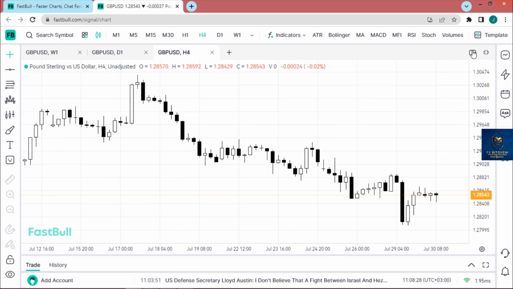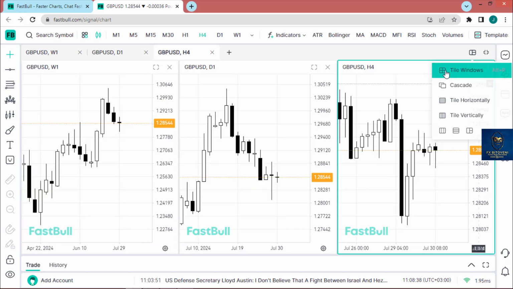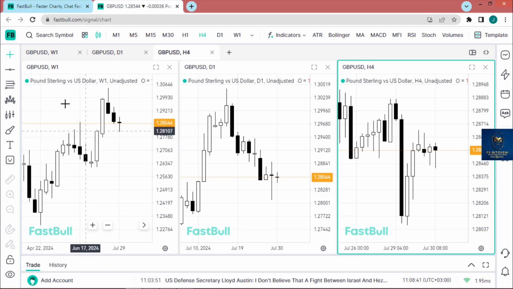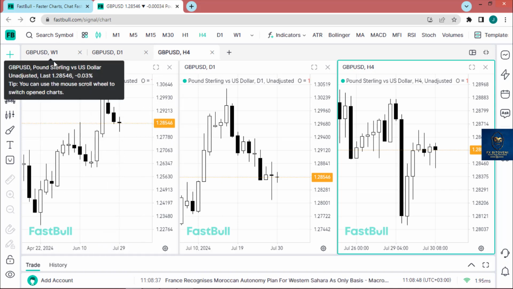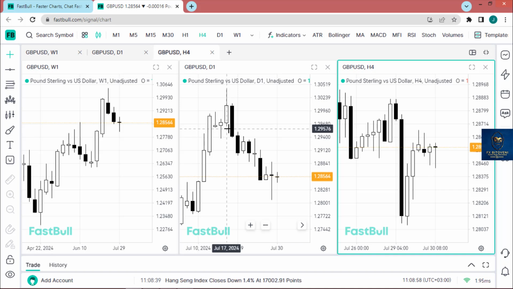Then I can click on this button here, and I can choose how I want my charts to appear. As you can see, I have one window for the weekly time frame, one window for the daily time frame, and one window for the 4 hour time frame. I can add as many as I want, and this is free. Remember, there are other websites where this is paid, so why not use this for free? We will be using this to show you how you can trade this method using multi time frame analysis.